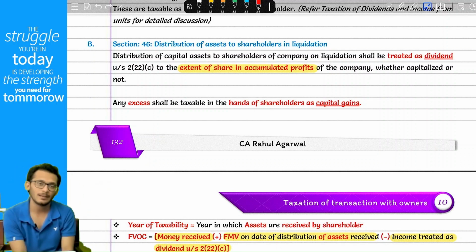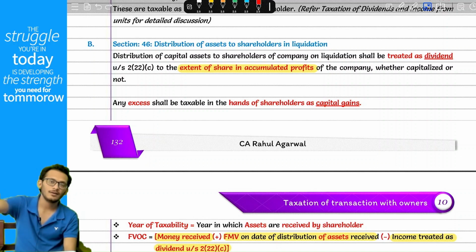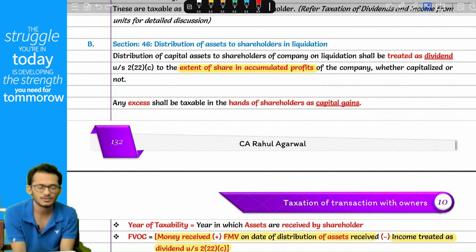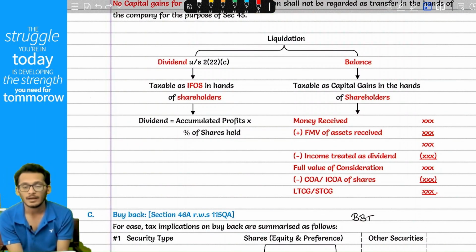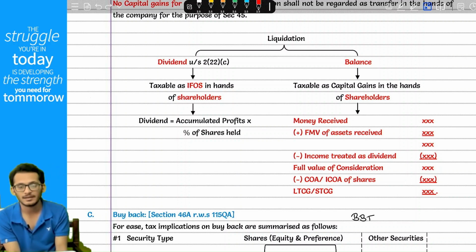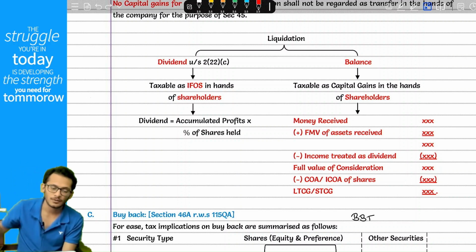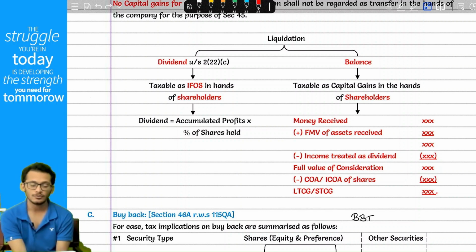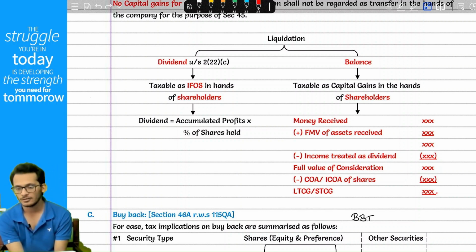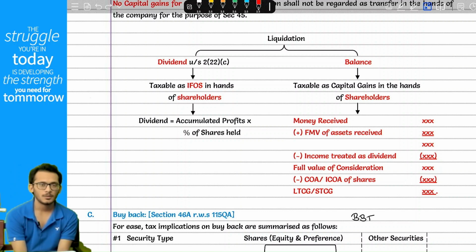For the balance 80 crores, you will compute capital gains by taking this 80 crores as the full value of consideration, removing your cost of acquisition or index cost of acquisition on the shares. The format is here. If you have any accumulated profits, we treat them as dividends and tax under IFOS. For the balance, you take the money received plus the fair market value of the asset received minus the income treated as dividend. So whatever money you received, 100 crores, of that 20 crores will go to dividends. The balance 80 crores is what you will consider. From that 80 crores, you will remove your cost of acquisition or index cost of acquisition to arrive at your long-term or short-term gains.